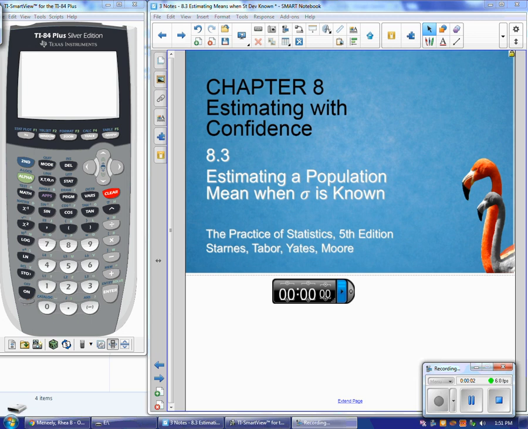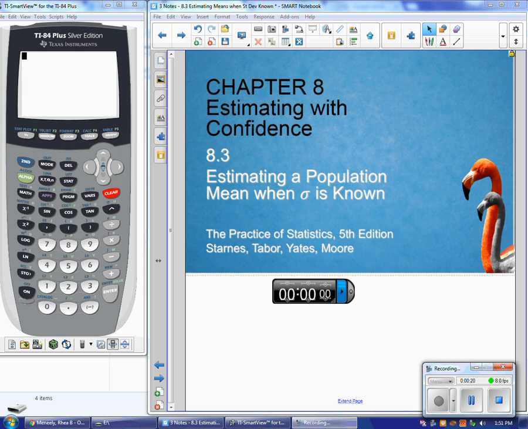All right, in this next video, I'm going to show you how to construct a confidence interval when we're trying to estimate a population mean. Now, we have two different scenarios, one where we know the population standard deviation and another where we don't know the population standard deviation. And when that's the case, we kind of run into a bind.